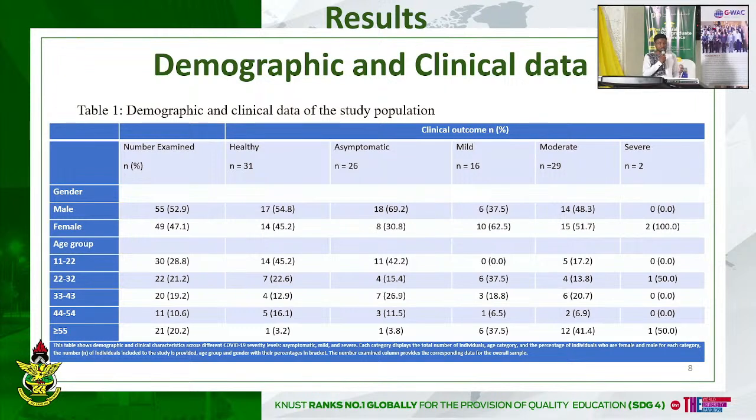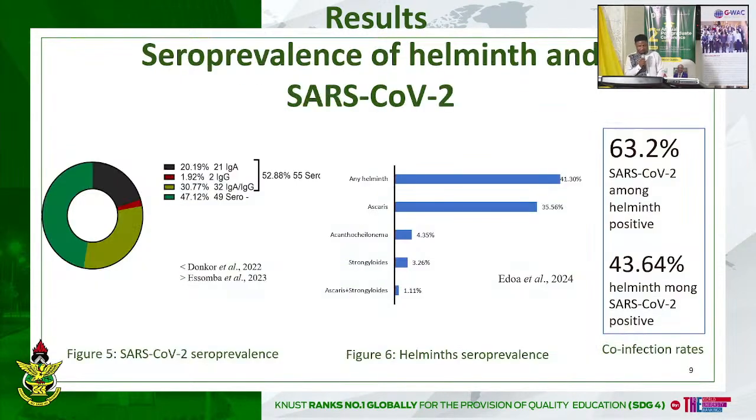So within our study participants, gender was evenly distributed. The most represented age group were individuals aged between 11 and 22. However, individuals aged between 44 and 54 were less represented. Most of our participants were asymptomatic. We had very few severe cases.